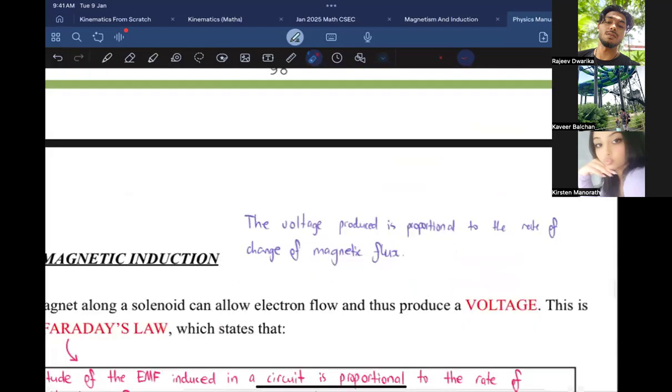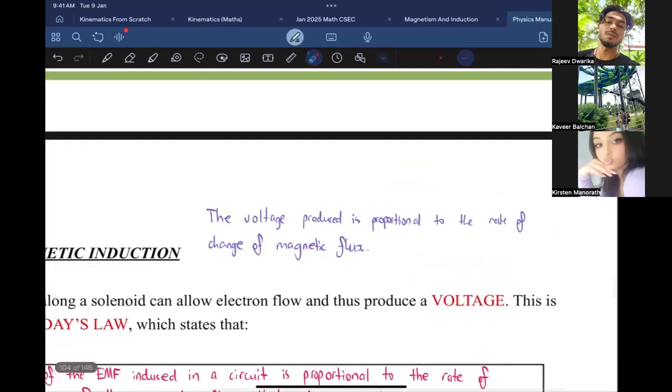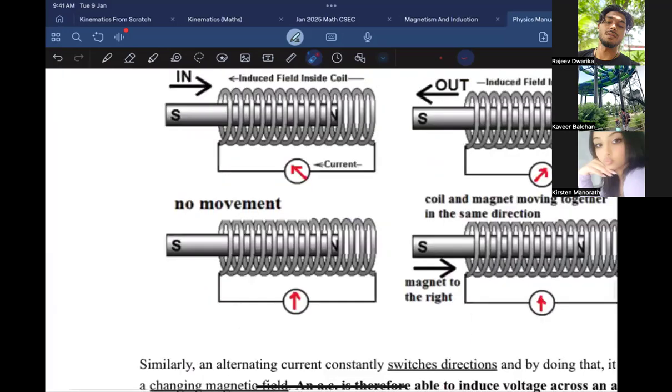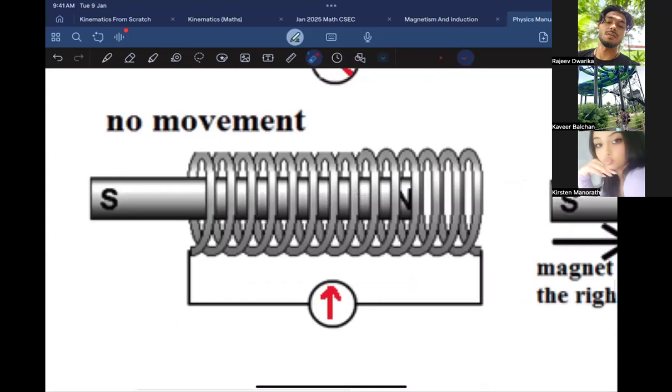So look at the simple definition I gave you all. The voltage produced is proportional to the rate of change of magnetic flux. No voltage being applied. Again, Justin, it has nothing to do with a battery. Forget about a battery. We're generating power here. If you're generating power, you're not using a battery, right?